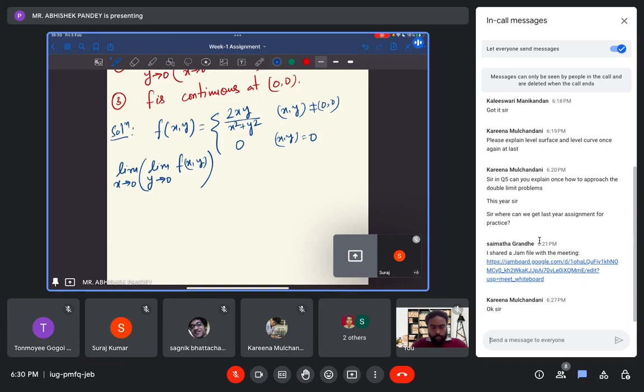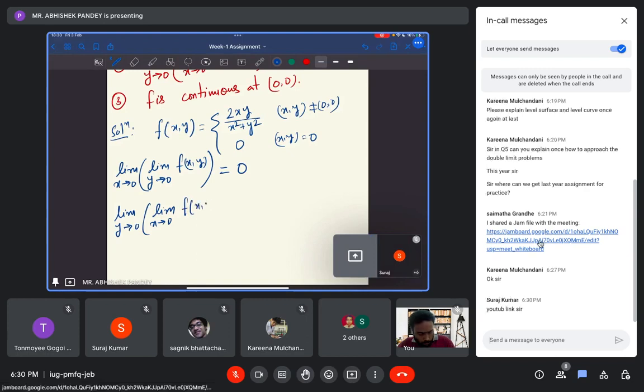Once you're taking limit y tends to 0, x remains unchanged, which means you have to take it as a constant. So as y tends to 0, obviously this thing will go to 0. Then limit x tends to 0 will make no change, so this will be 0. Also, limit y tends to 0, limit x tends to 0, this is again 0 because in the numerator x into y is there. So this is also 0.